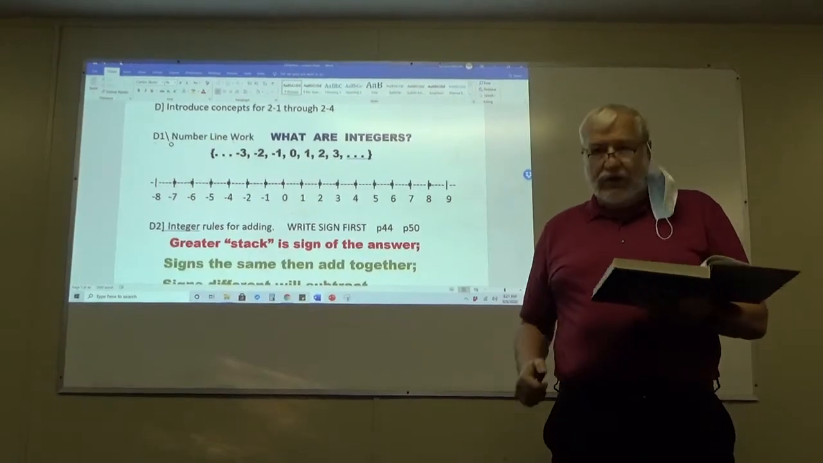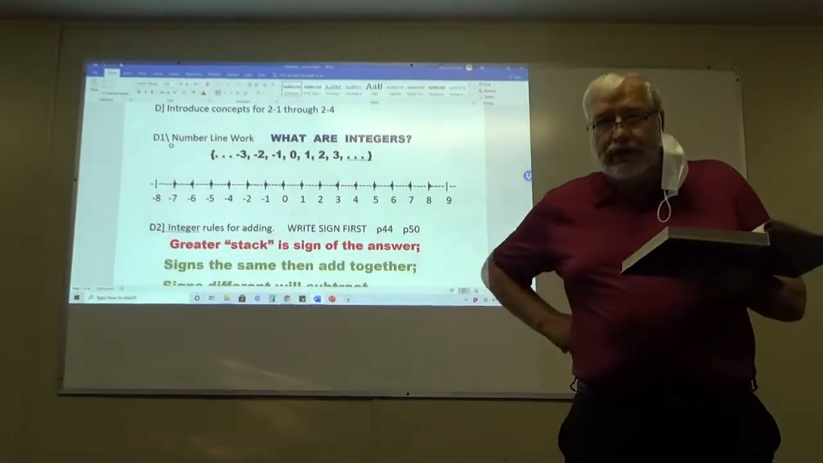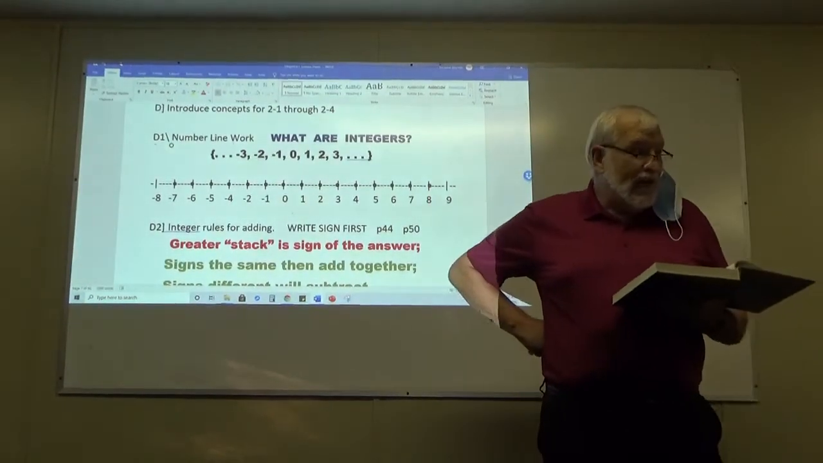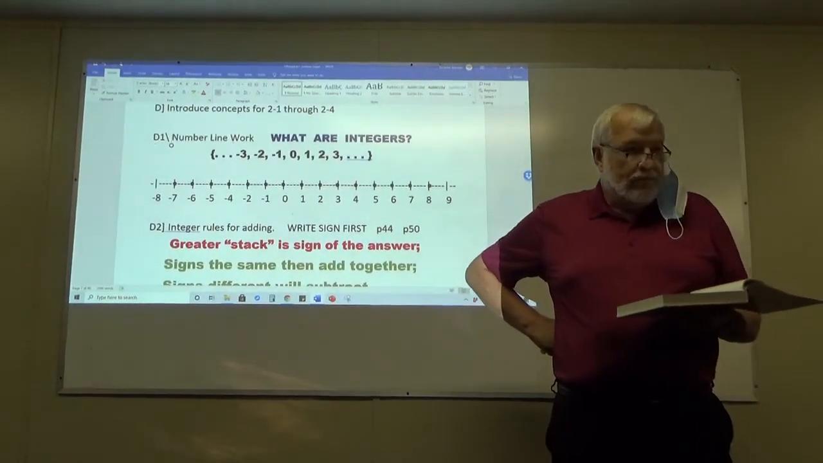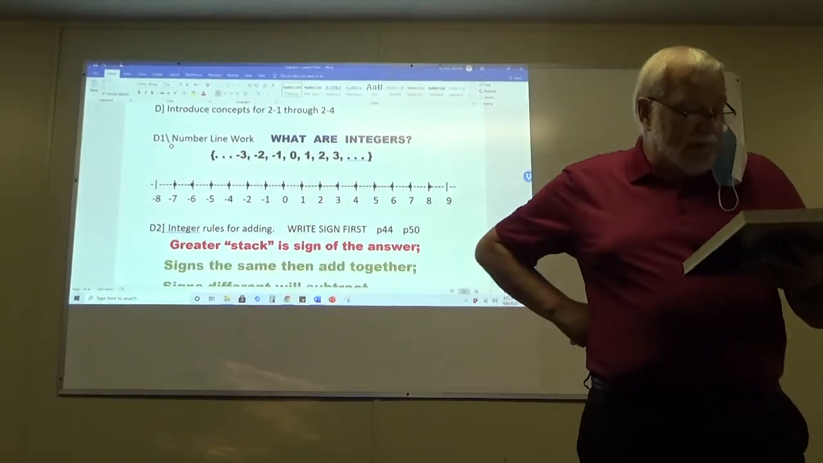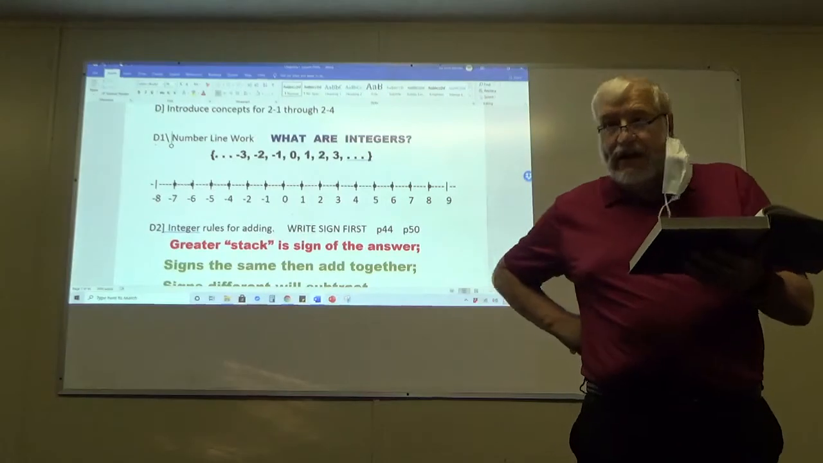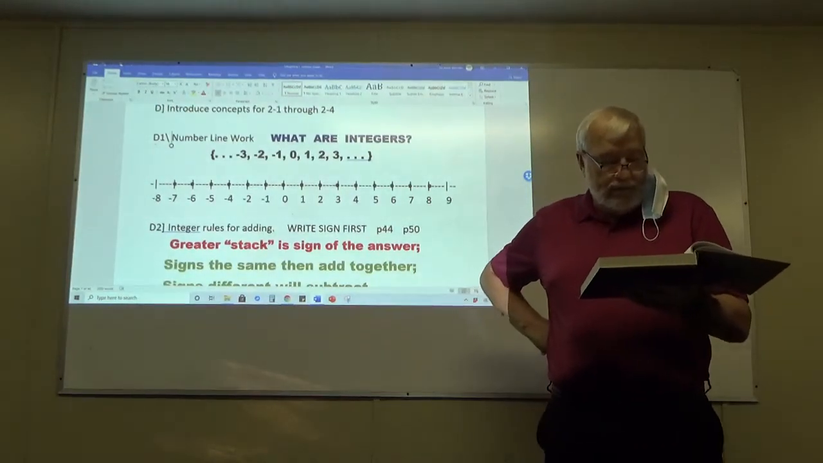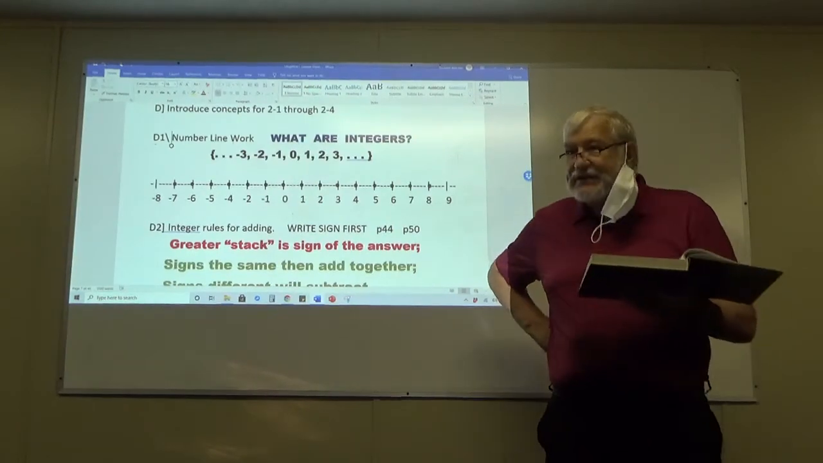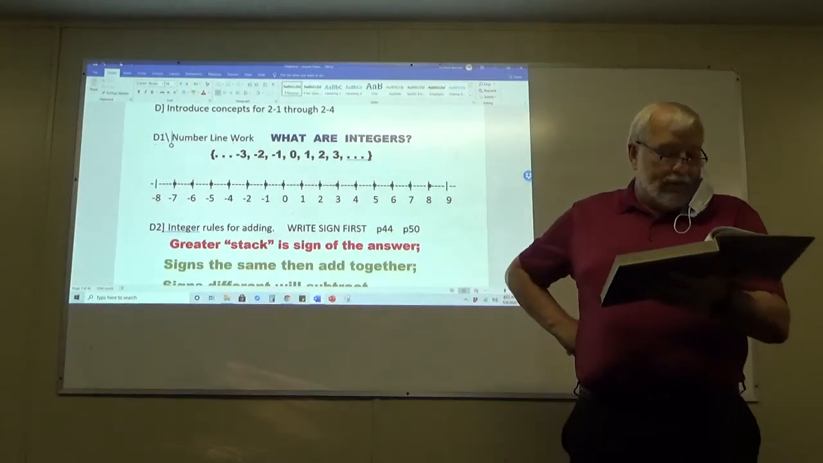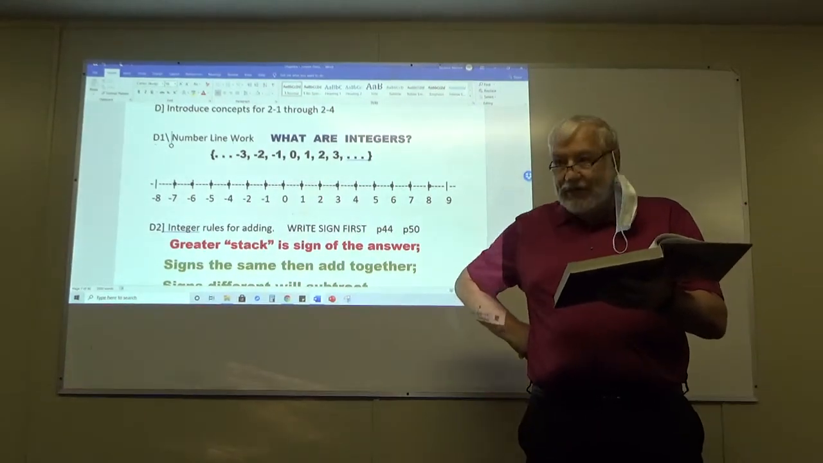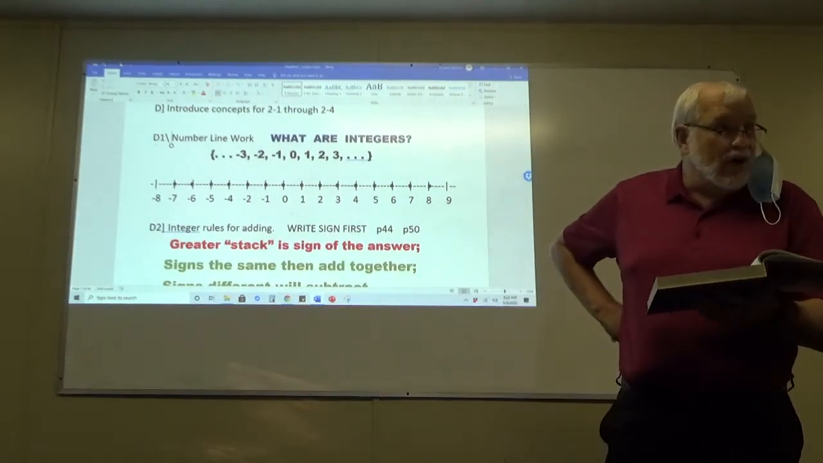So problem 2, which stack is bigger? 7. So it's going to be plus something. Plus how many? 4. Plus 4, because 7 minus 3 is 4. Okay, problem 3, what's the sign of the answer? Positive. Why? Because the 6 is a larger stack. All right, problem 4, what's the sign? Positive, very good. Why? Because the 8 is taller than the 7.